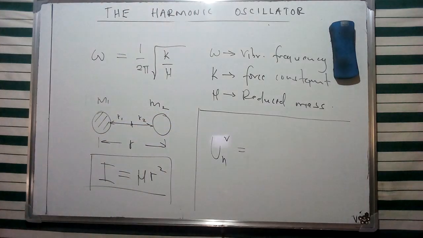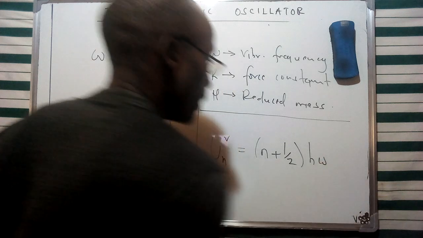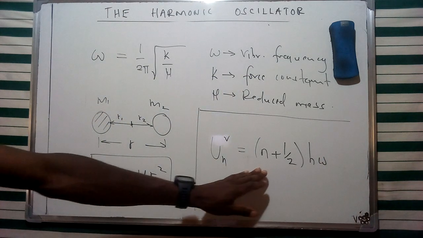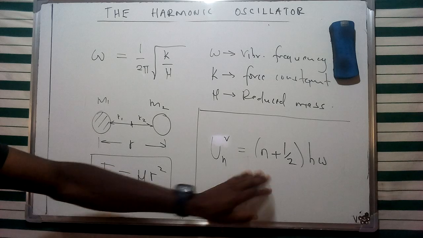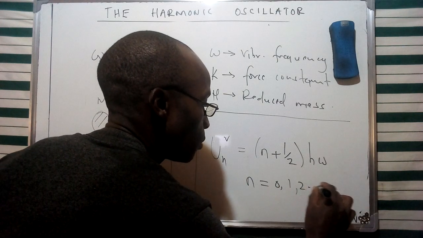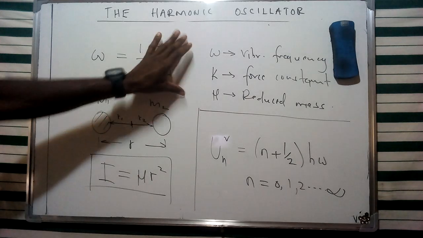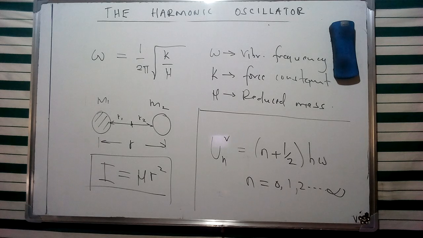And we said that this can be given as n plus a half, h omega. Now, in this case, n represents what we refer to as the vibrational quantum numbers, which range from 0 to positive infinity, in that order. Basically, this gave us a way of describing the allowed energies in a vibrational harmonic oscillator, or a vibrational description of this particular harmonic oscillator.